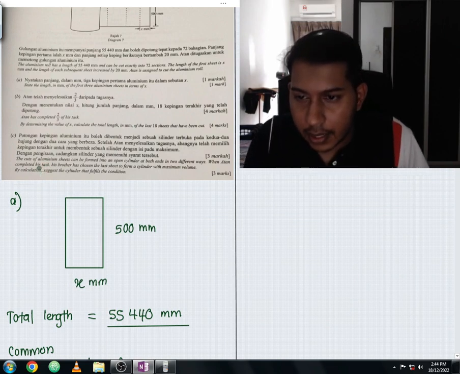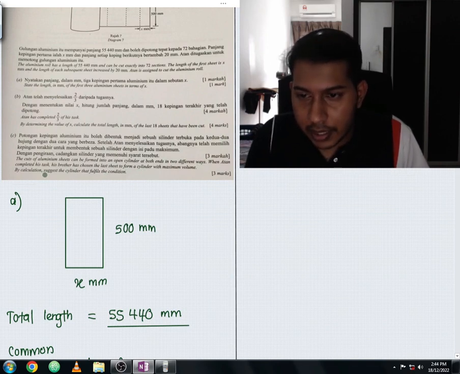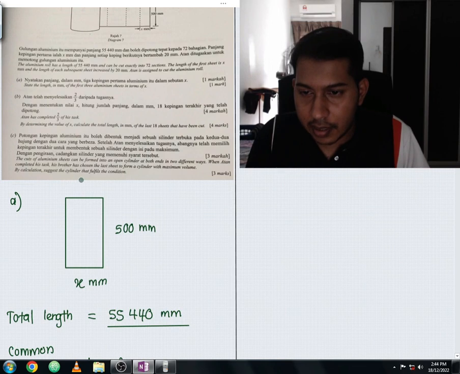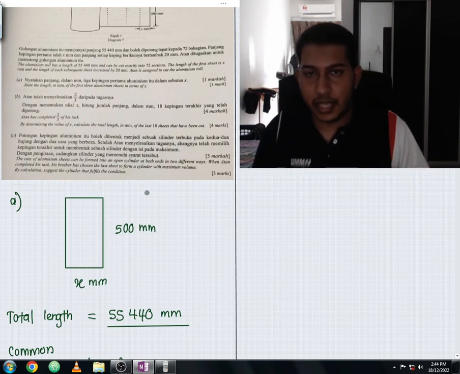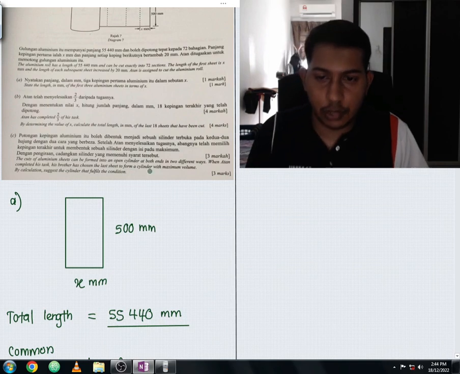The cuts of aluminium sheets can be formed into an open cylinder at both ends in two different ways. When Atan completed his task, his brother has chosen the last sheet to form a cylinder with maximum volume. By calculation, suggest the cylinder that fulfills the condition. In this case they mentioned that the brother chose the last sheet to form a cylinder.